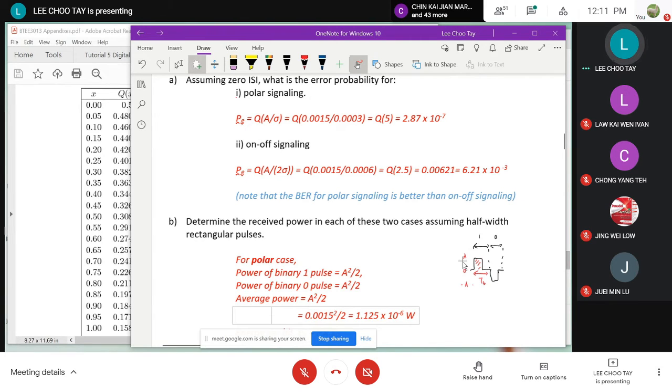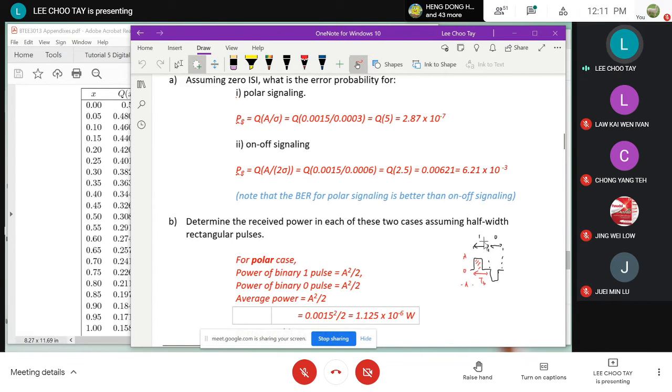So for polar half-wave rectangular pulse, to send a 1, we send a positive pulse that lasts for half of the bit duration. That is for a binary 1. For a binary 0, we send a negative pulse, also lasting for half a bit duration. And then in the second half of the bit duration, we send 0. Okay, the amplitude is 0.